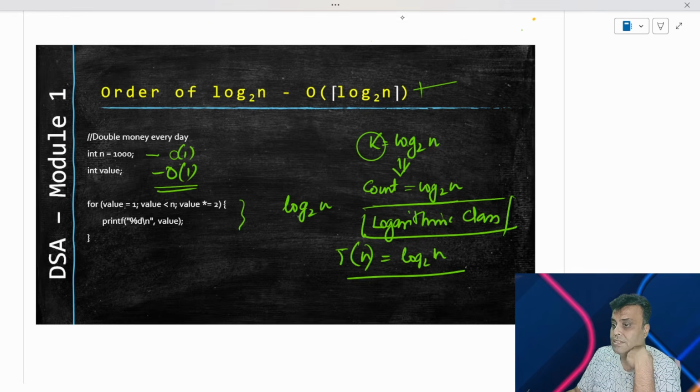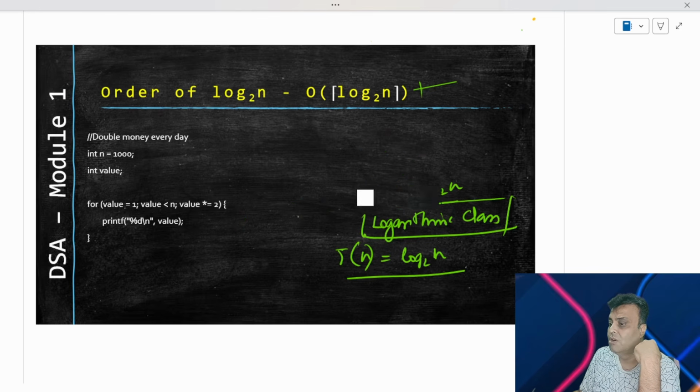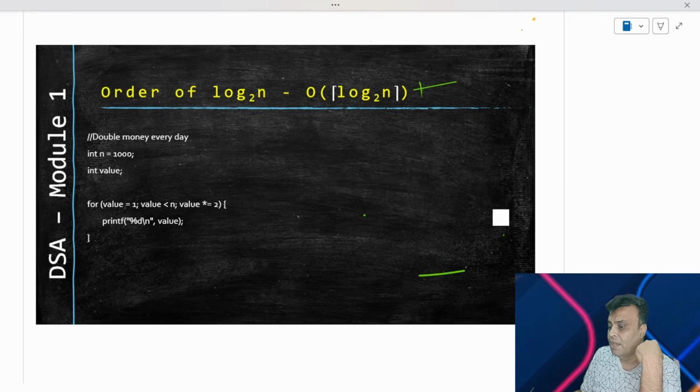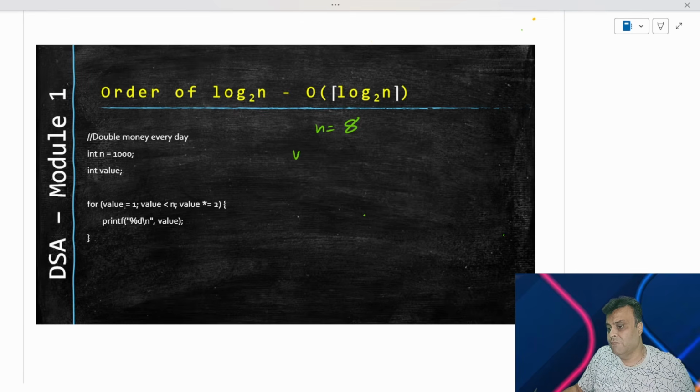But then there is a catch here. There's a small catch here. The small catch is that log doesn't always give you a whole number, right? And I'll explain what I mean by that. If I say that my n is 8, what can my values be? If my n is 8, my value can be equal to 1, because 1 in that case is less than n, which is 8. So this will be true. This will run 1 time.